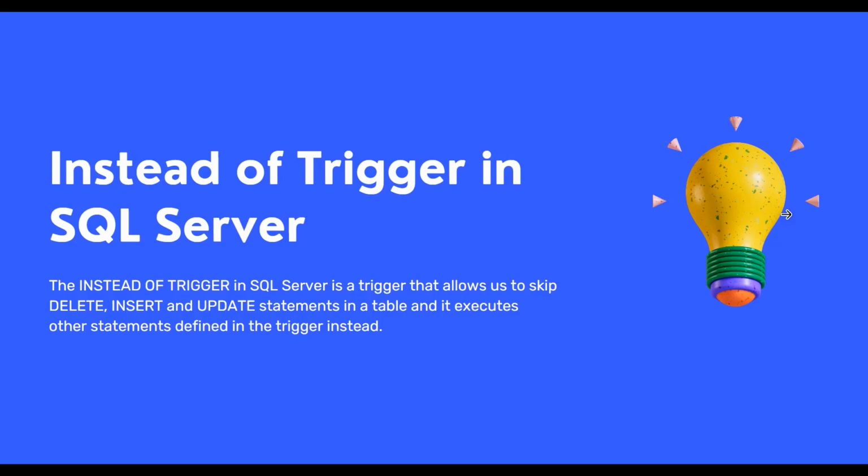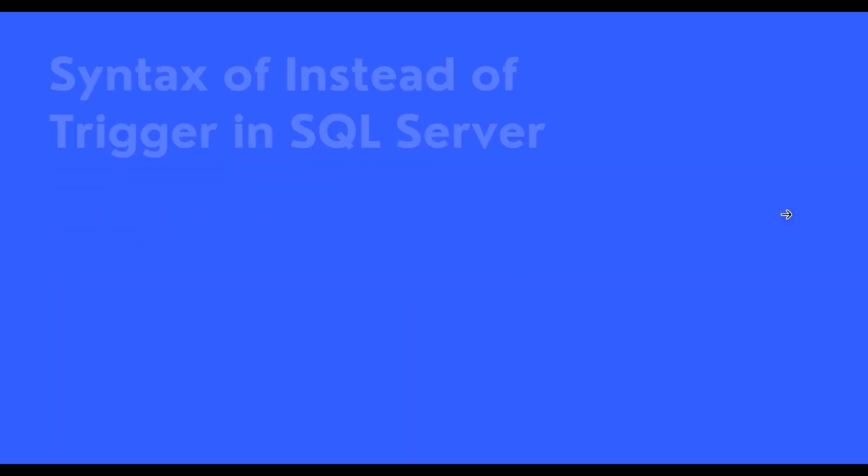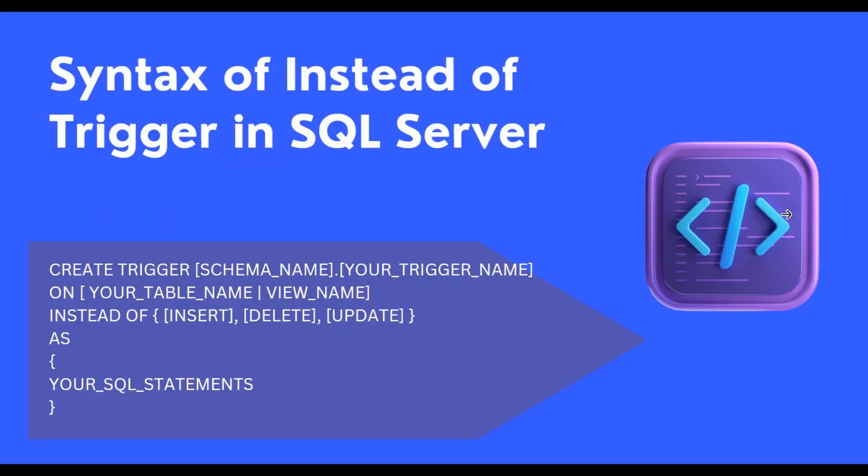So when we define instead of trigger on any of the operations, for example insert, delete or update, the insert, delete or update statement will not be executed at all. In other words, the instead of trigger is used to skip the DML statements and execute some other statement. So I hope with this you got an idea about what is an instead of trigger.